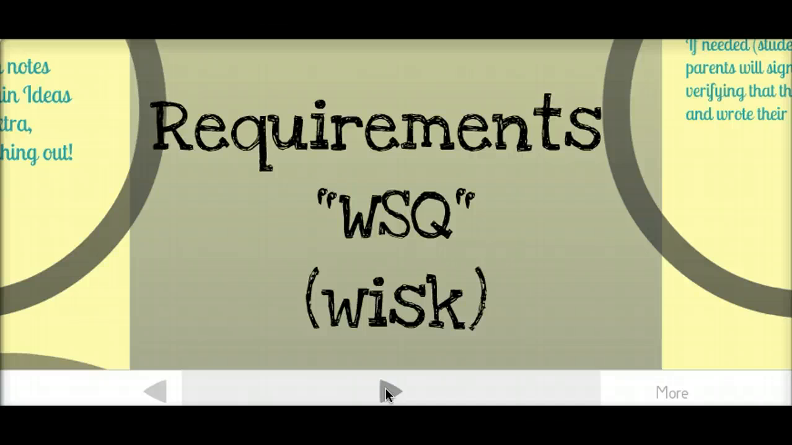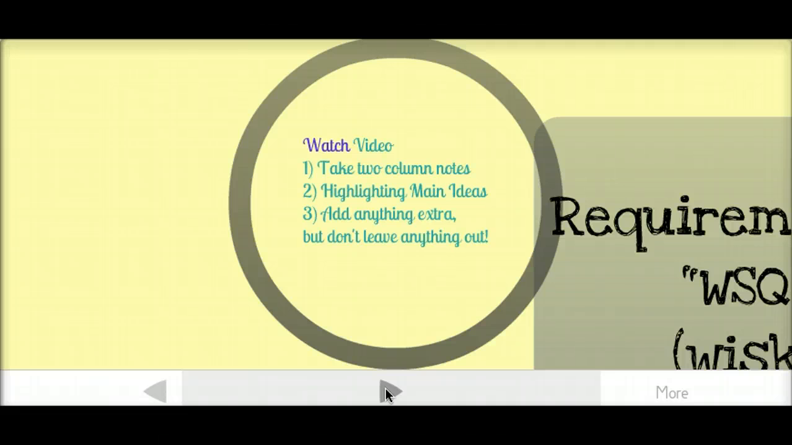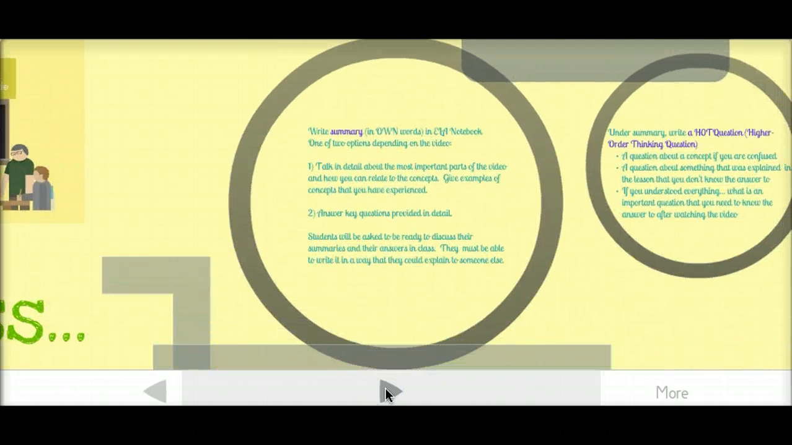So what are the requirements for you to watch these videos? While you're watching a video at home, you will be required to do a whisk. That is part of the homework assignment as well. The first piece of that is to watch the video. As you're watching the video, you are to take 2-column notes, and then highlight any main ideas in your notes and add anything extra, and don't leave anything out.